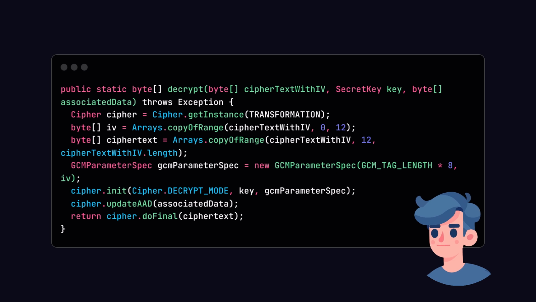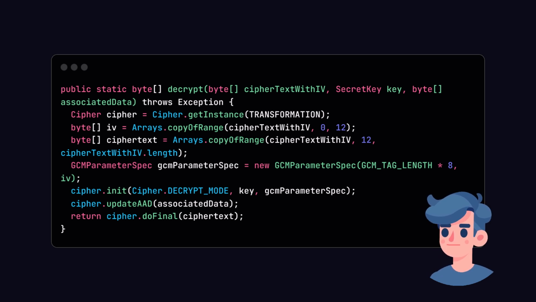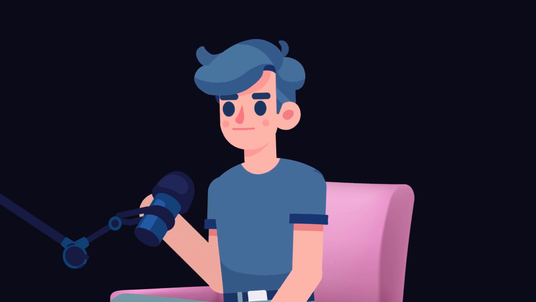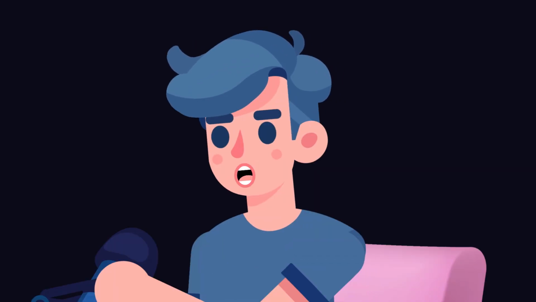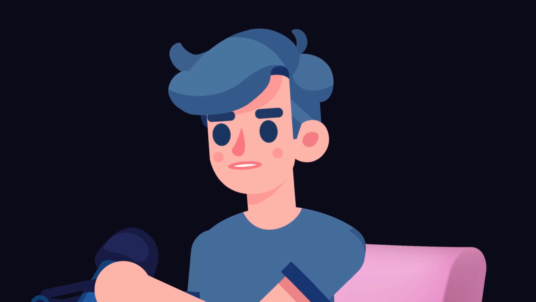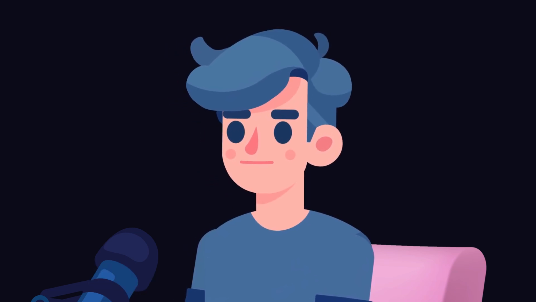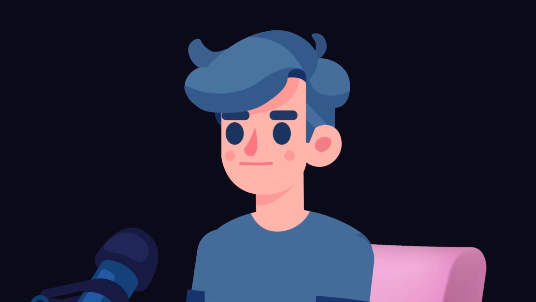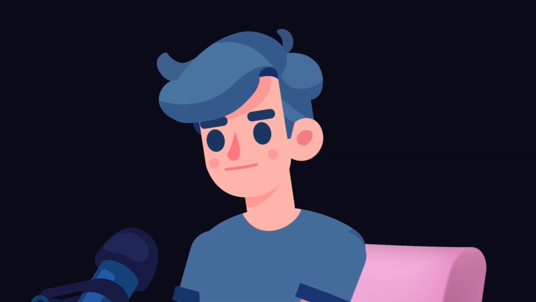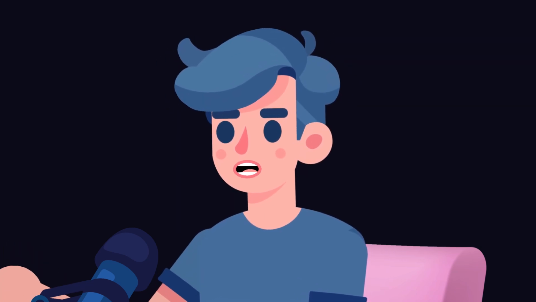Now that we have our encryption method, let's implement the decryption method, which will reverse our process. It needs to extract the IV from the beginning of the ciphertext and use it during decryption. In the decrypt method, we extract the IV and the actual ciphertext from the combined input. We then initialize the cipher for decryption, providing it the IV and the associated data, just as we did for encryption. Finally, we call doFinal on the ciphertext, which will return our original plaintext.